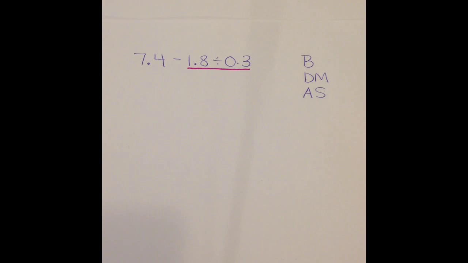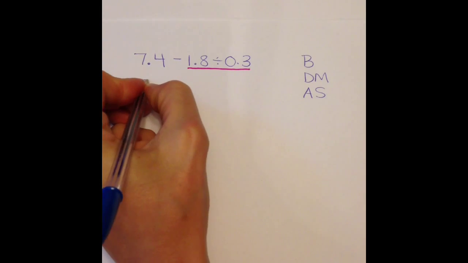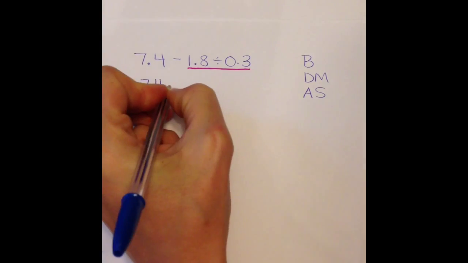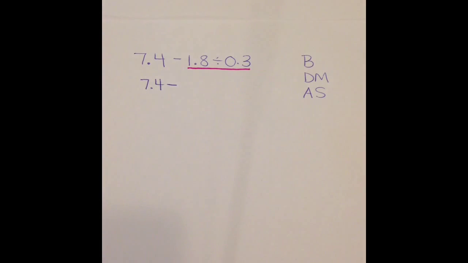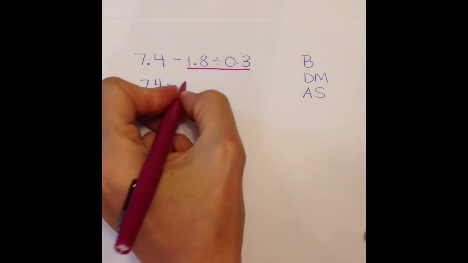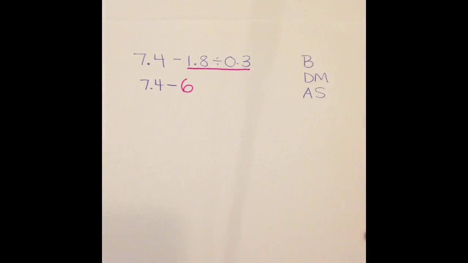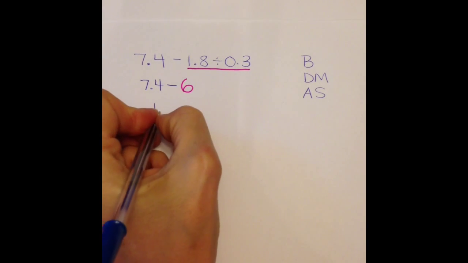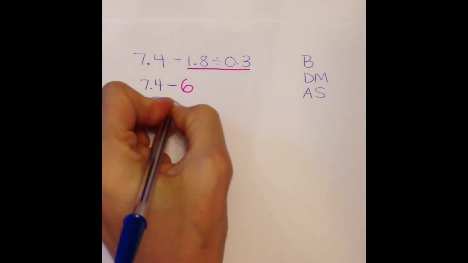I recopy down everything that I'm not using in this step. So that would be the 7 4/10, subtract, and then I'm going to write down the answer to 1 8/10 divided by 3/10, which is equal to 6. I only have one operation left to perform. 7 4/10 subtract 6 leaves me with 1 4/10 as my answer.